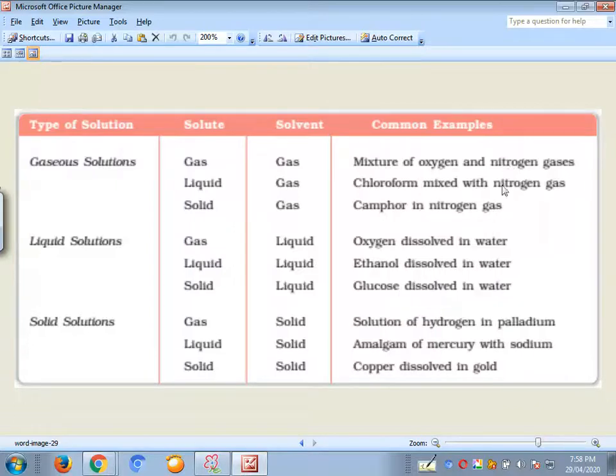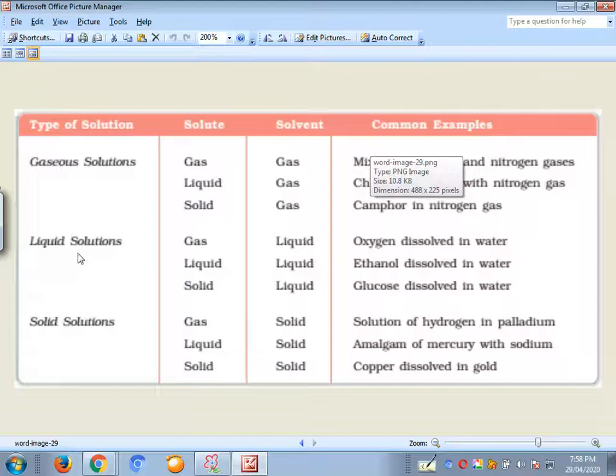Here you can easily remember that in the solvent, when I take all three, they are gases. Here the gas is nitrogen. The only thing we are going to change is the solute: gas, liquid, and solid. For solid solute, the camphor, we know that it is karpura, as we commonly say in Kannada. That is the example for solid state. When it is taken in nitrogen gas, it becomes the example for solid in gas. So these are all the examples for gaseous solutions.